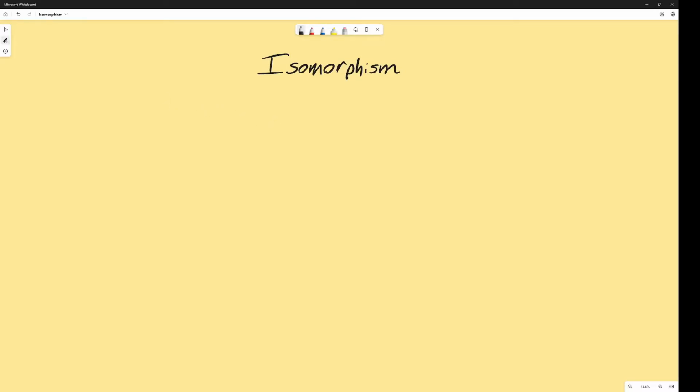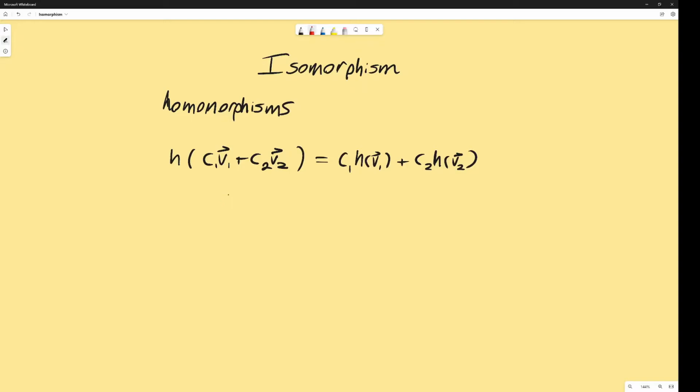So recall that homomorphisms are relationships or transformations between vector spaces that exhibit linearity, that is, they preserve linear combinations in the domain in the codomain. So if I have a linear combination of vectors in the codomain, say c1 times the vector v1 plus c2 times the vector v2, and then I apply the transformation h to that, then that's going to evaluate to a linear combination of the images of each of these vectors individually. And this was the only rule that we had for homomorphisms. As for the dimension of their spaces, we didn't really have any constraints about that.